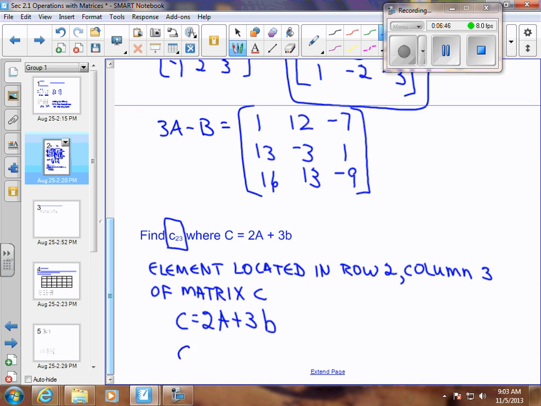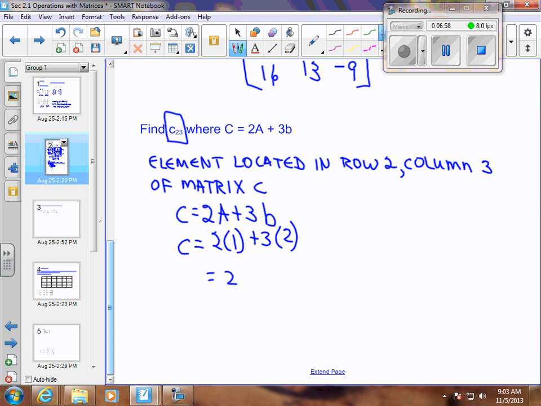So C will be 2 times 1 plus 3 times 2, which is 2 plus 6, or 8. That's not C, that's C sub 2, 3. The element in the second row, third column of matrix C.